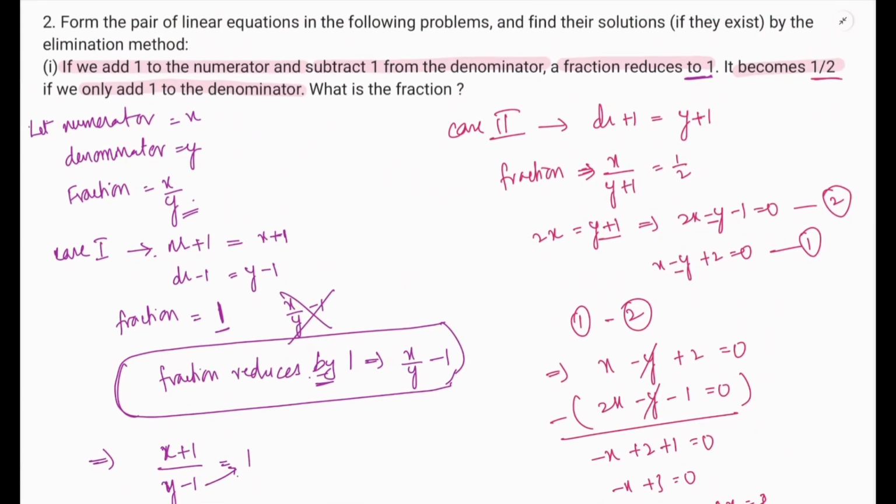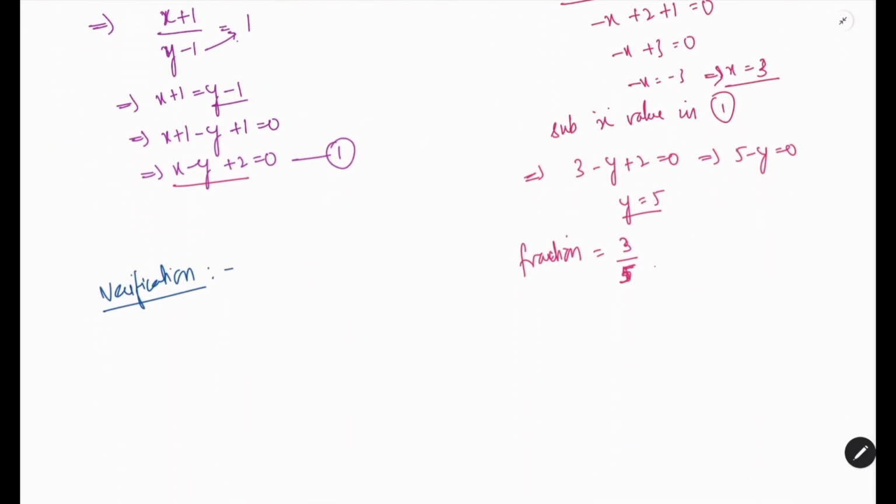Here, if we add 1 to the numerator and subtract 1 from the denominator, what will it be? See here, 3 plus 1 is 4 and 5 minus 1 is 4. So the fraction reduces to 1.